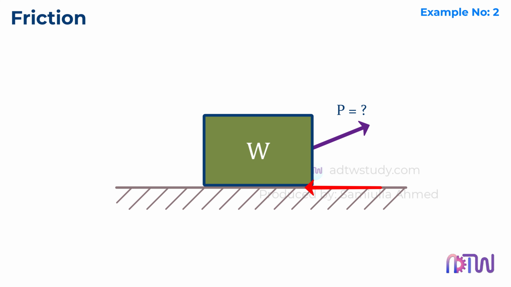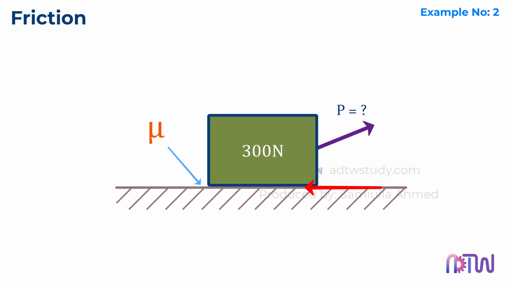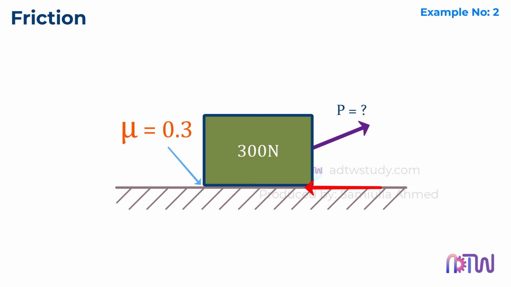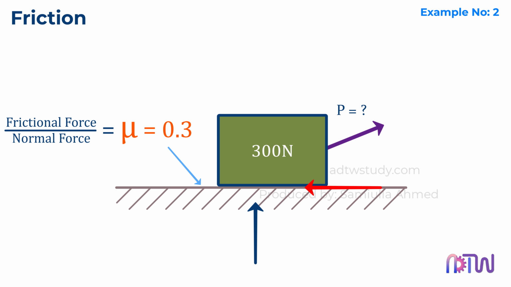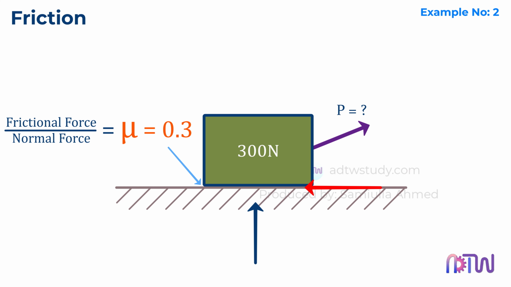Consider a box with a weight of 300 newtons resting on a plane. The coefficient of friction between the surface of the box and the floor is 0.3. Remember, the value of mu is determined experimentally and depends on the materials in contact. It represents the ratio of the frictional force to the normal force between two surfaces. You can find these values in reference materials or engineering handbooks for different material pairs. Usually, while solving problems, it is given in the instructions provided.